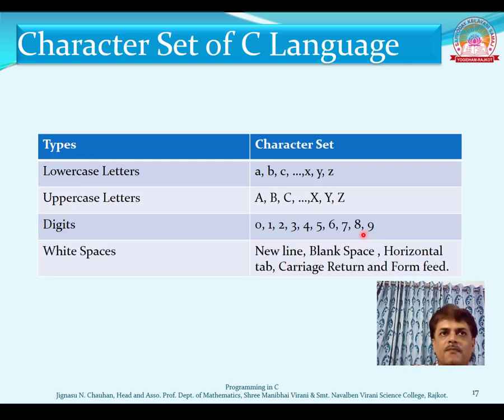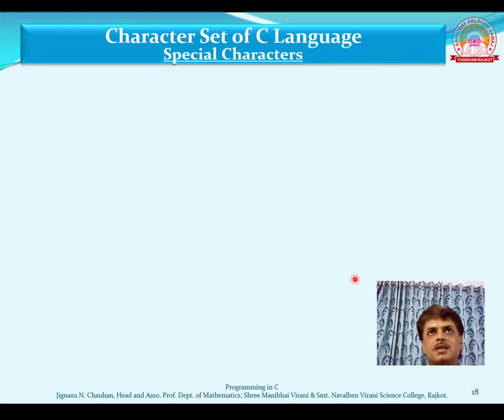Finally, white spaces including new line, blank space, horizontal tab, carriage return and form feed are also allowed to be used in the C language program. So this consists of character sets. Let us see special characters allowed to be used in any C language program.